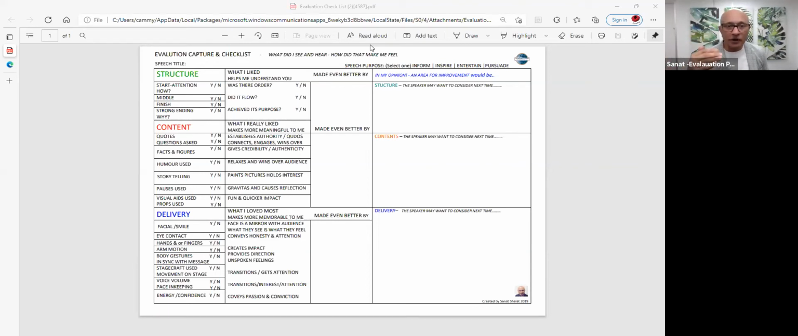Then, by the way, structure is what helps the audience to understand. It builds understanding. So if a speech has no structure, goes from one thing to another, it is going to cause confusion in the mind. So it's important to have structure because it helps with understanding. Now, content is what gives a speech meaning.